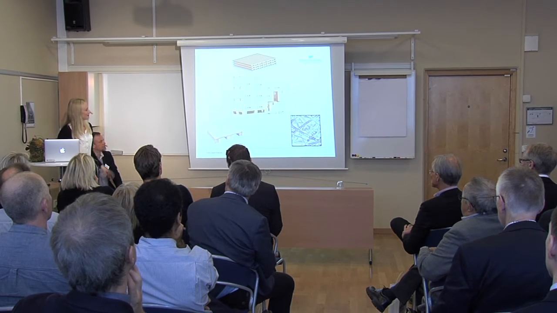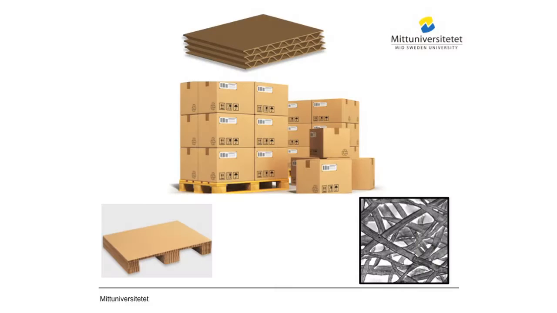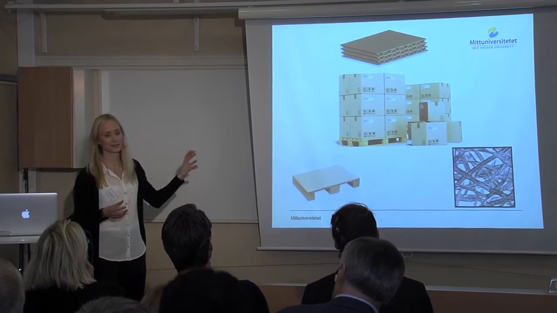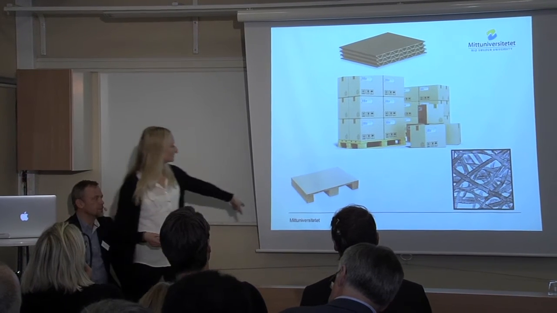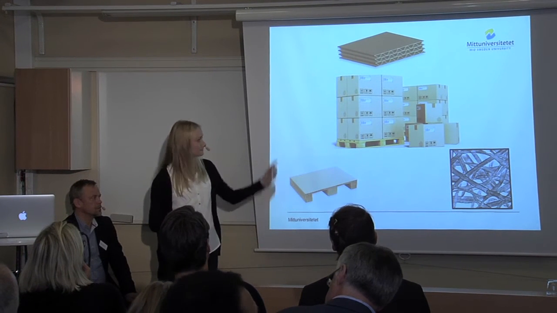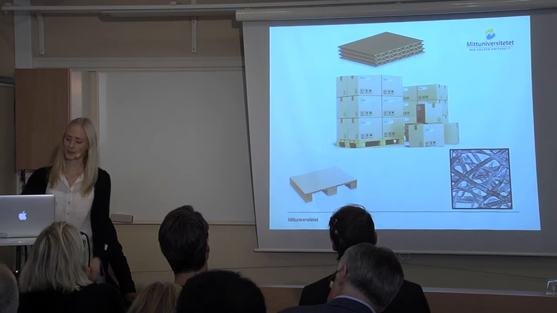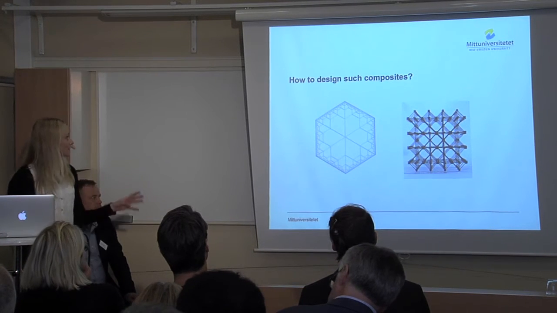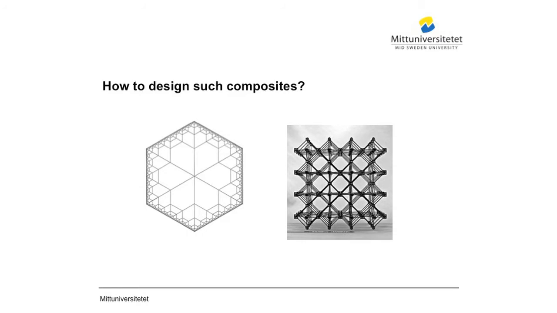Just as an example here, when you look at this picture, we have a wood pallet here. And this wood pallet is actually quite heavy if we compare with these composites that I'm talking about. So right now people are trying to replace these with much lighter honeycomb versions of these pallets. Just as an example. This leads us to the next question of how can we then design these composites?